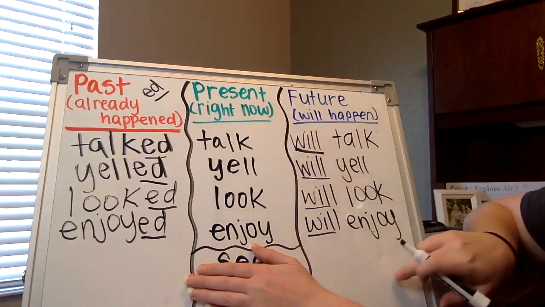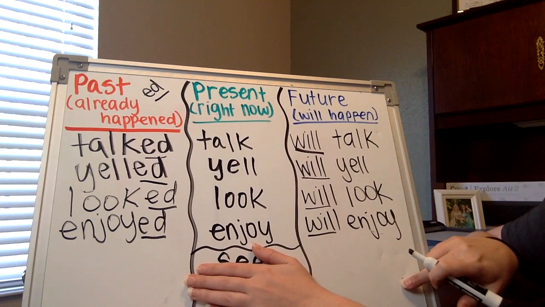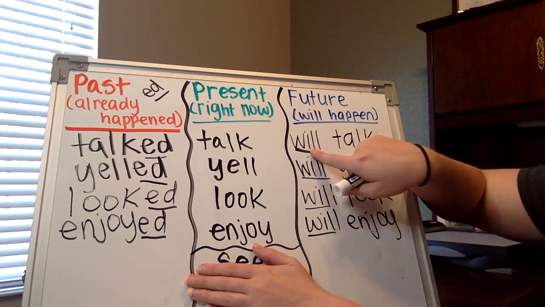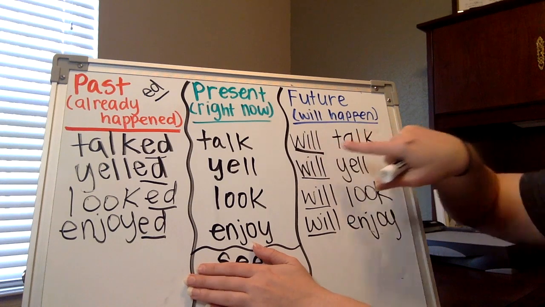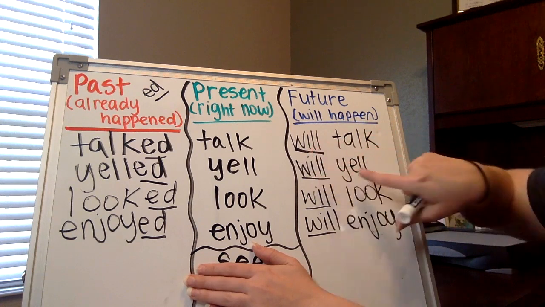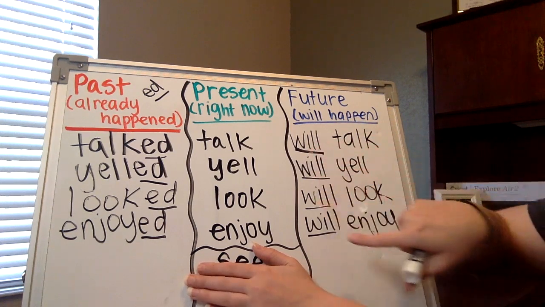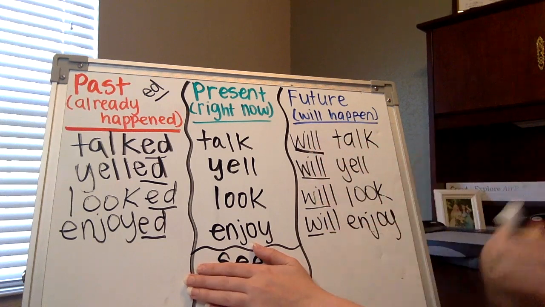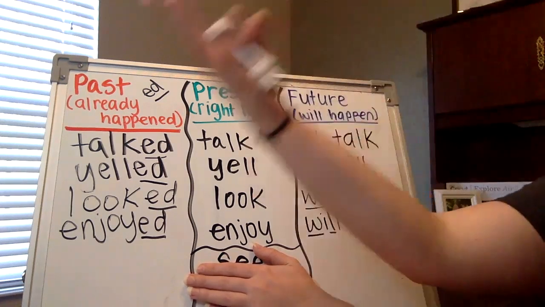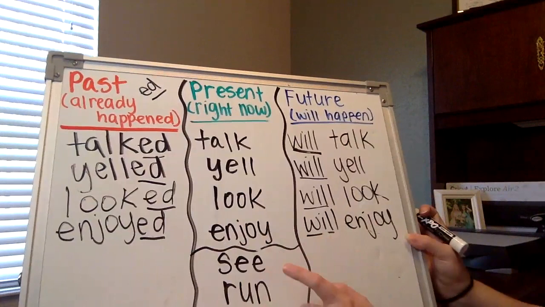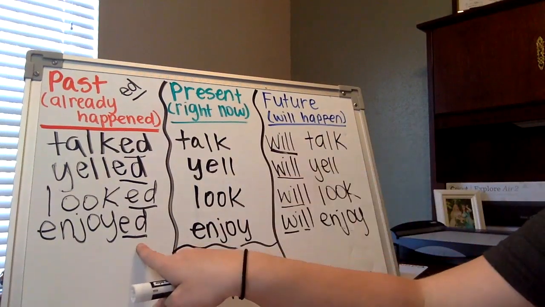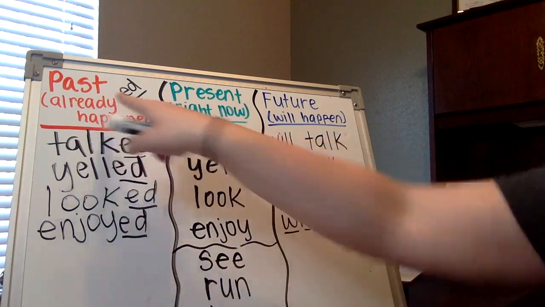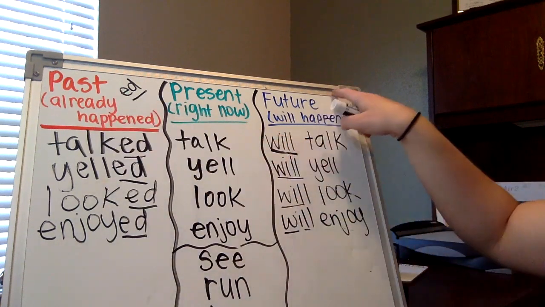Over here in the future tense, you should notice that we are following another pattern. Every time we put something in the future tense, we're adding the word will in front of it because it has not happened yet. I will talk, I will yell, you will look, we will enjoy. They're not happening yet, they're in the future. They will happen. Now, most of the words in English follow these rules, adding the -ed ending for past tense and adding will for the future tense.